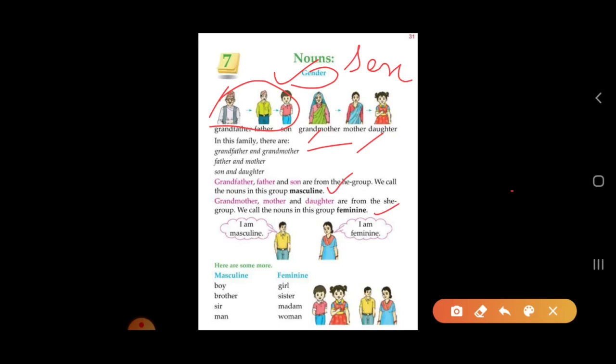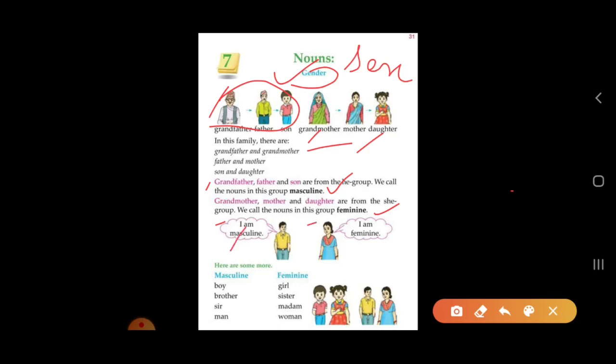Grandfather, father and son are from the he group. We call the nouns in this group masculine. So whatever nouns come in the he group are known as masculine gender, and grandmother, mother, daughter are from the she group, and we call the nouns in such groups feminine.